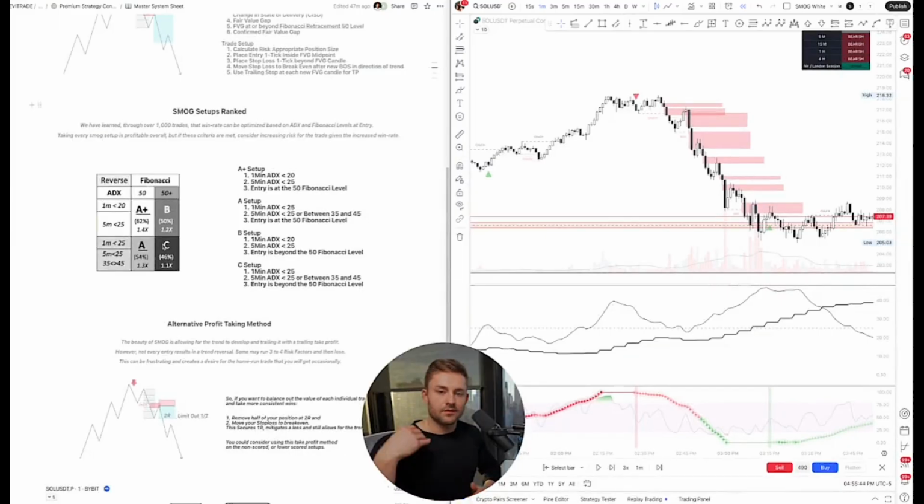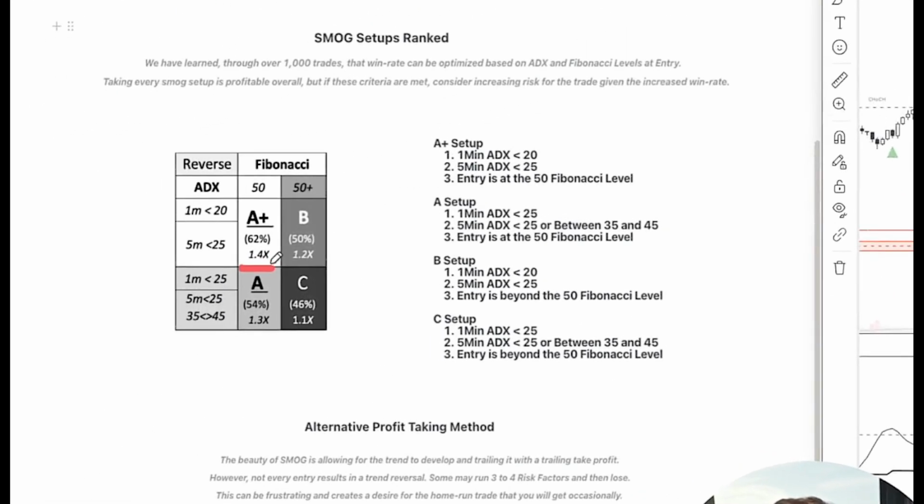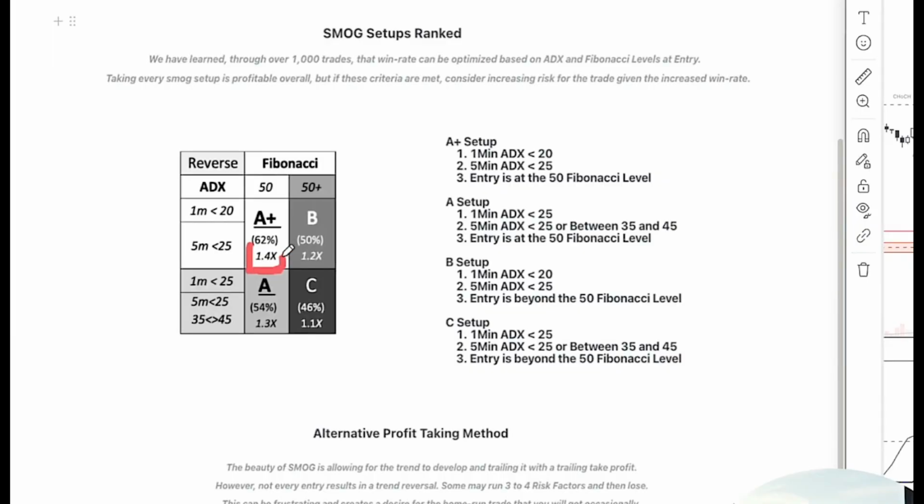If this works with your strategy, with your testing, this is all stuff that you should be doing in backtesting environments. The idea is if you have a quality A+ setup where you know your profitability is higher, you can risk maybe 1.4x of what your average risk is. And then depending on the quality of the setup, you can risk a larger or smaller multiple based on the confluences.